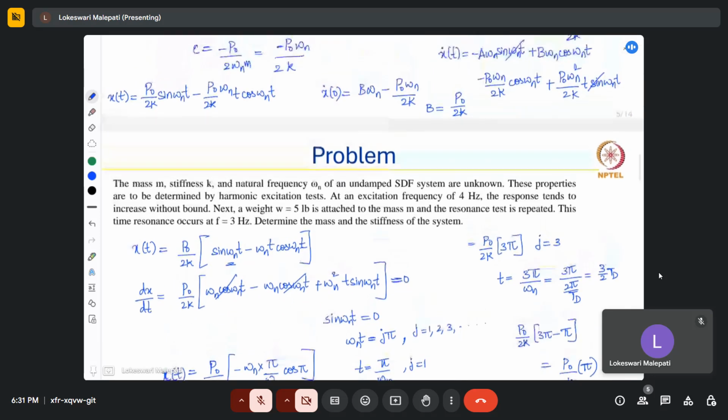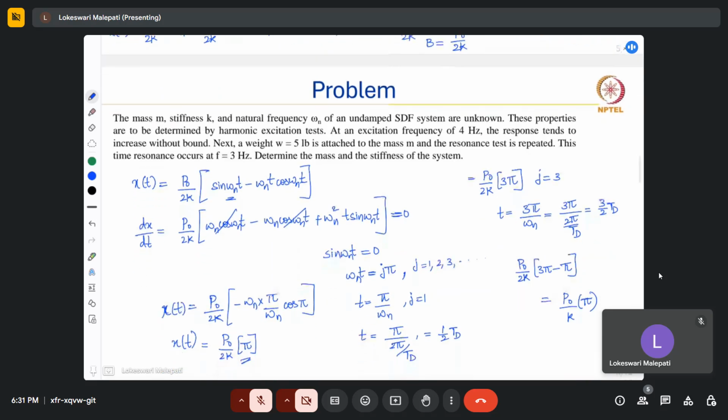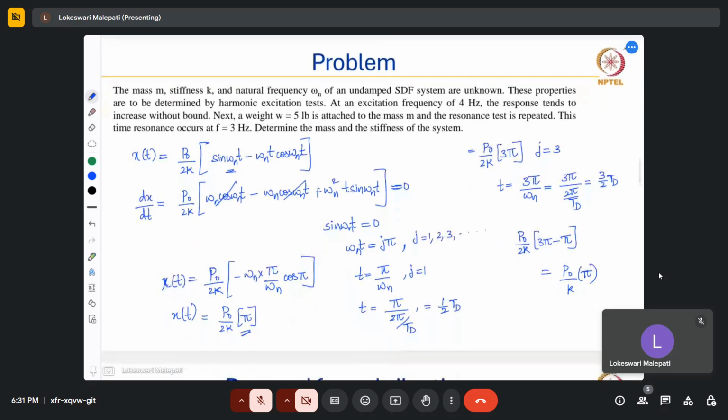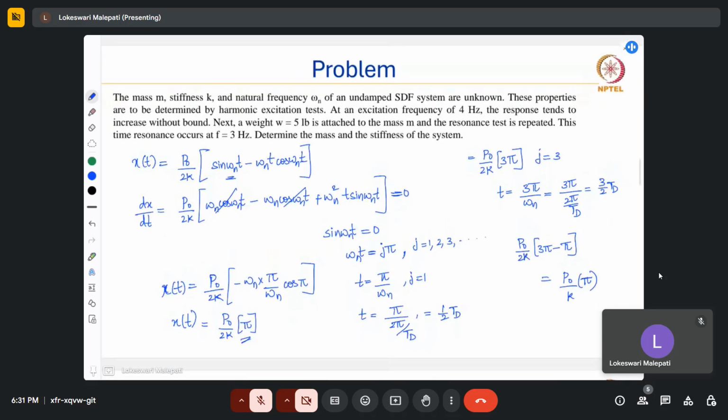However, this is a pretty ideal condition. Normally, all the structures actually have damping, and because of the damping, this response becomes bounded, which we will see in the next sections. So, are there any doubts in this?